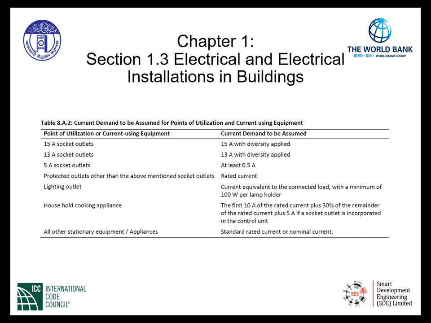Table 8.A.2, titled Current Demand to be Assumed for Points of Utilization and Current Using Equipment, is also given in Appendix A. The current demand of a circuit supplying a number of final circuits may be assessed by applying the allowances for diversity given in this table to the total current demand of all the equipment supplied by that circuit. In the table, the allowances are appraised either as percentages of the current demand or, where followed by the letters FL, full load, as percentages of the rated full load current of the current using equipment.